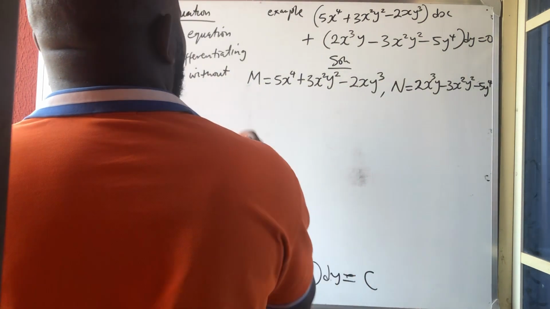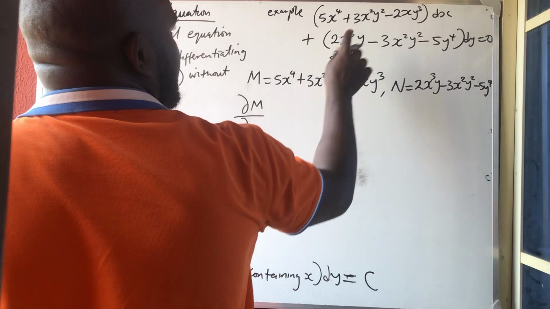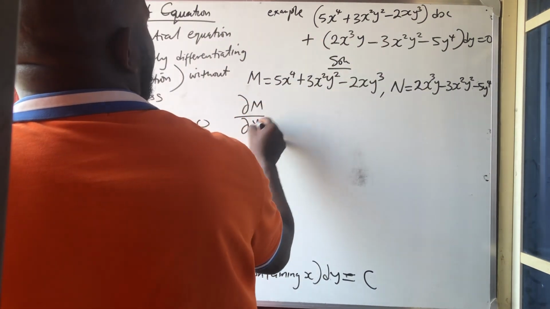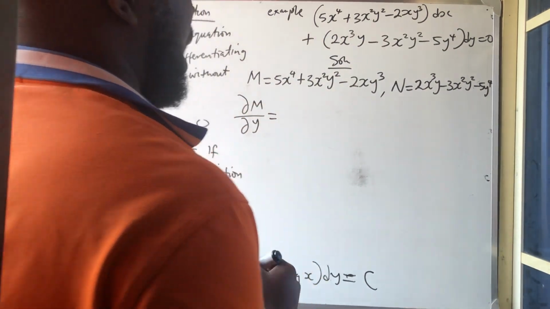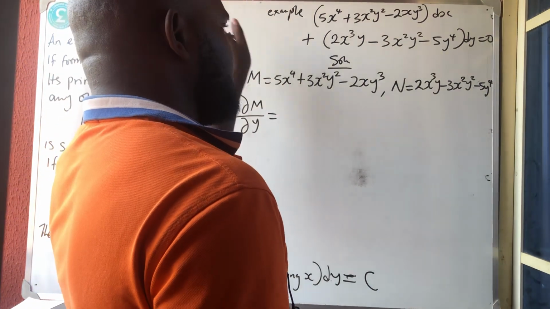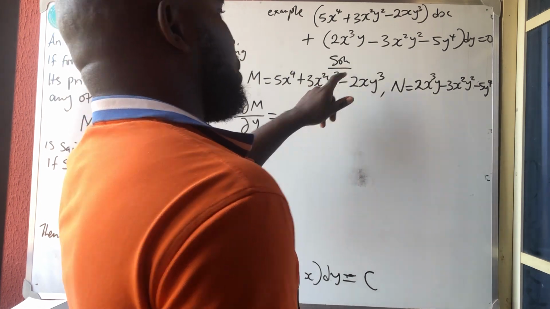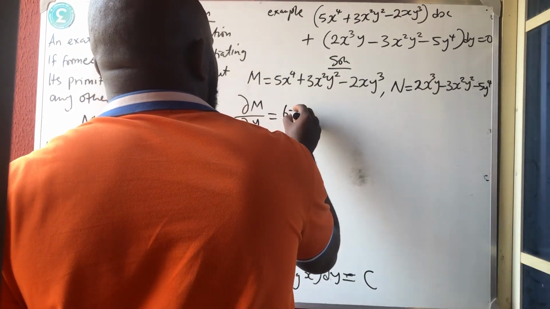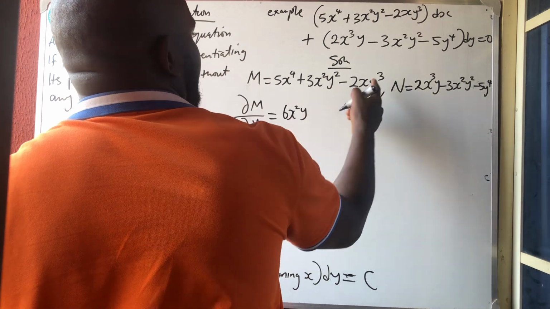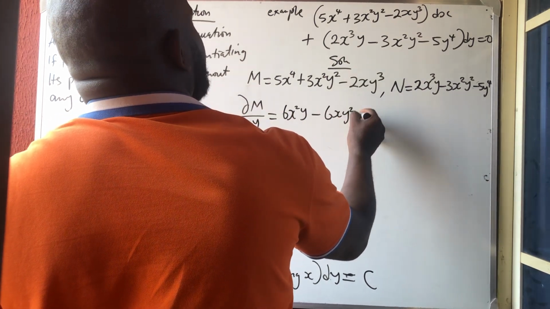Okay, so let us check partial M over partial what? It has the x, so I will say partial y. So I'm differentiating with respect to y. Anywhere I did not see y is 0. Did I see y here? No, so this is 0. But I saw y here, so if I differentiate, I'm having 6x squared y. Here will now be minus 6xy squared.